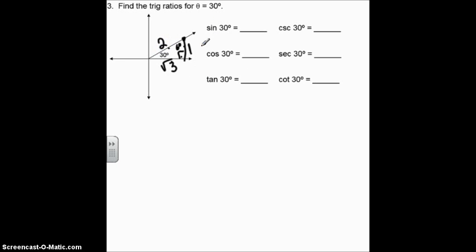Okay, so we have our X, our Y, and our R. So sine of 30 degrees, Y over R, is 1 over 2. Cosine of 30 degrees is going to be the square root of 3 over 2.